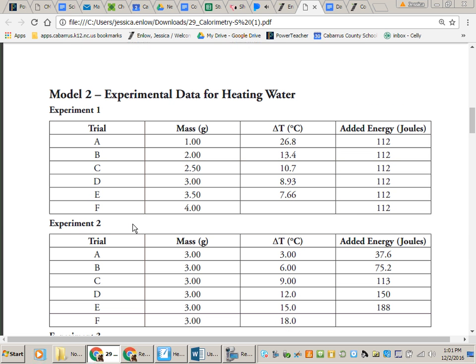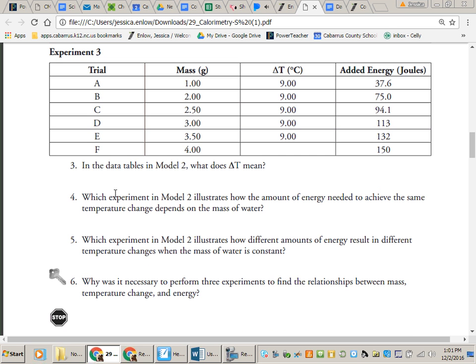All right, next one. So we have this data, and then we have some questions afterwards. In the data tables, what does delta T mean? CJ's group. Right, so temperature change is calculated how, Abby? We do something minus something. We always do one thing first and the other thing second. Right, so T final minus T initial. So temperature final minus temperature initial. They don't show that here, but that's what they've done here.